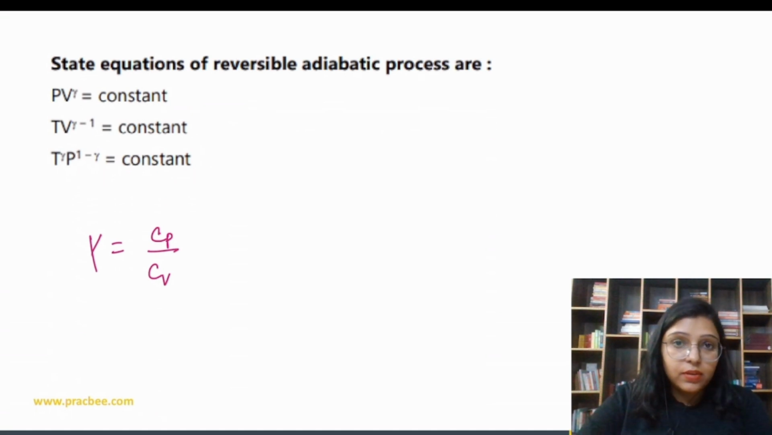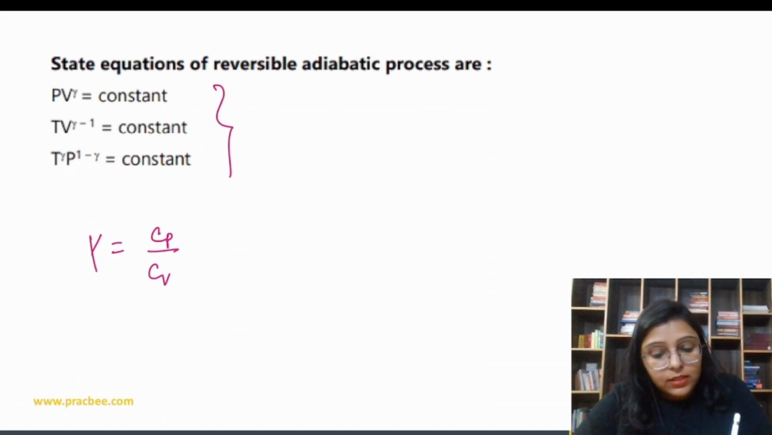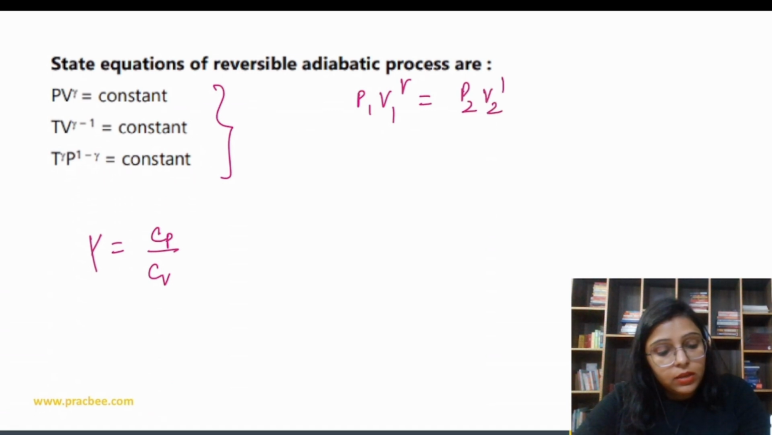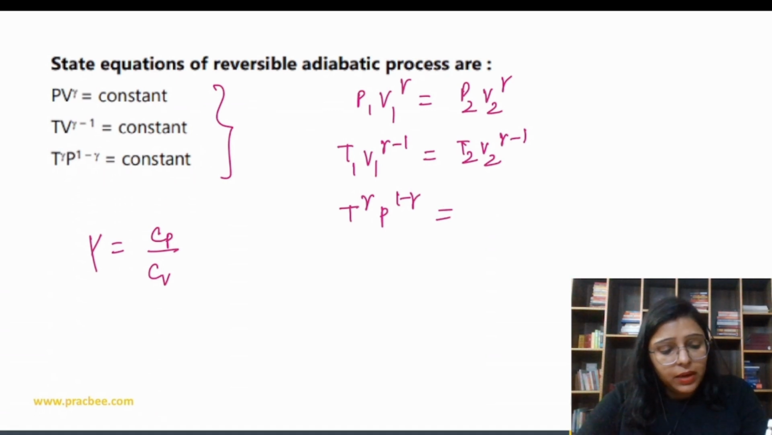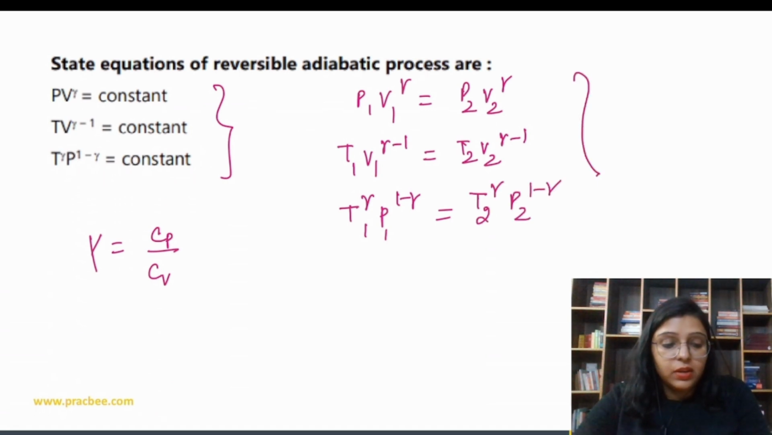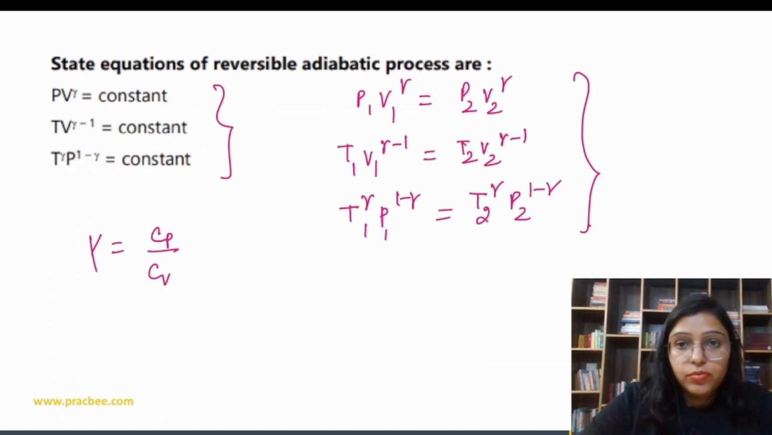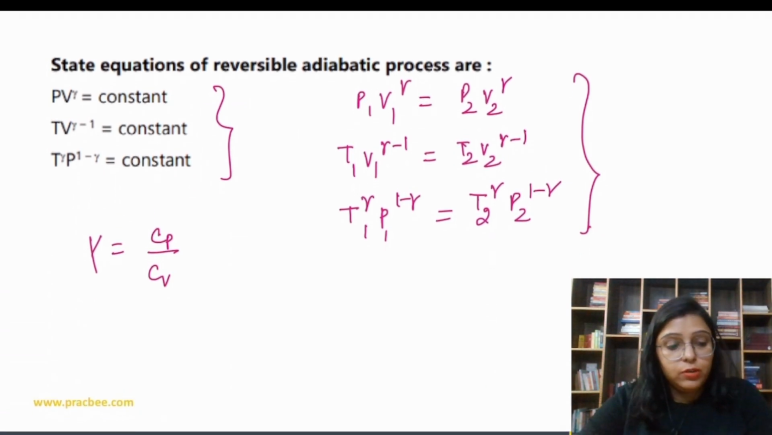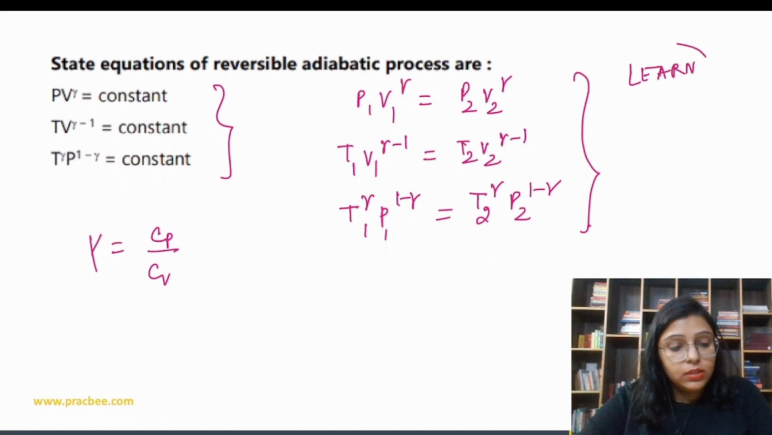So for a reversible adiabatic process, we have these three conditions. PV to the power gamma is equal to constant, which means P1 V1^gamma is equal to P2 V2^gamma. T1 V1^(gamma minus 1) is equal to T2 V2^(gamma minus 1). T^gamma P^(1 minus gamma): T1^gamma P1^(1 minus gamma) is equal to T2^gamma P2^(1 minus gamma). So these are the conditions which hold true for the adiabatic process. You have to learn this.